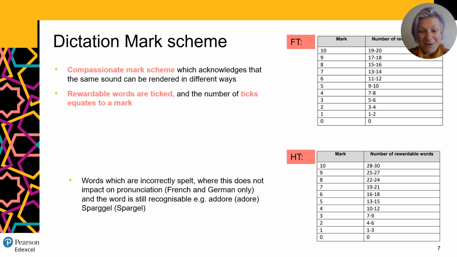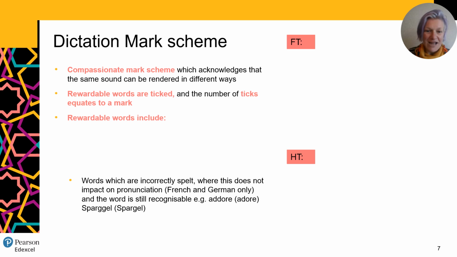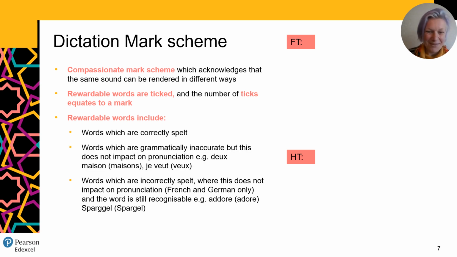So the big question then becomes, well, what words are rewardable? Which words can I tick so that I know how many ticks my learner has got and I can add them up to get the appropriate mark? So any word which is rewardable is a word which is correctly spelt. Those are the really easy ones, okay? If the word is correctly spelt, it gets a tick. That should go without saying, but I'm going to say it anyway just to be 100% sure.